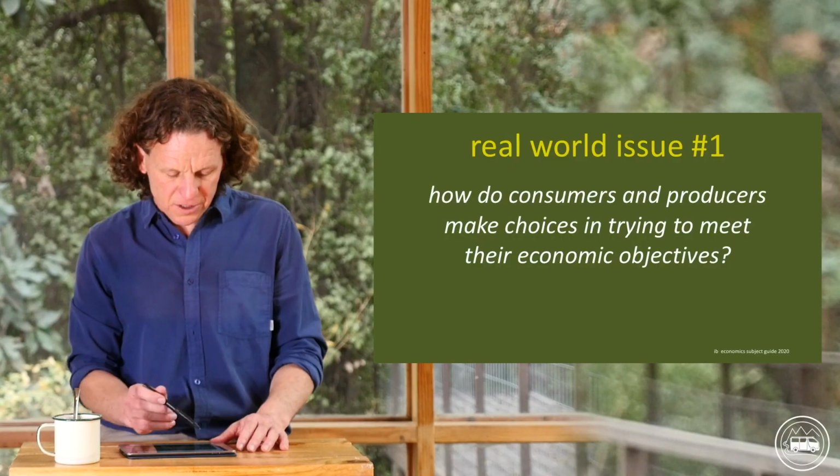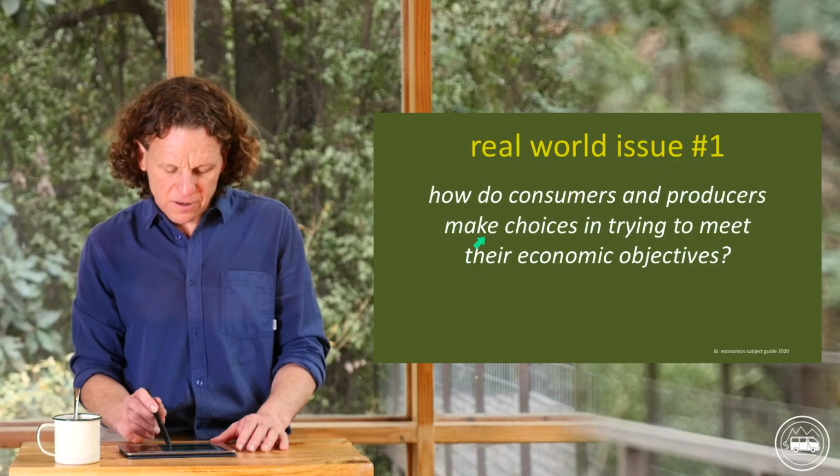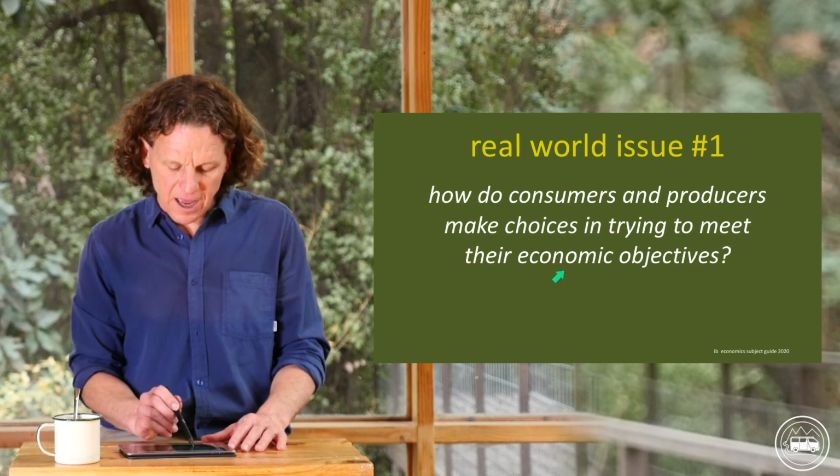All right, as we roll into our studies of microeconomics, we've got to go back to one of the 6 real-life issues that the IB asks us to apply to our studies, okay? So we're going to take a look at that first question. You might remember way back when I first presented all of the 6 real-life issues through which we are going to look at IB Economics. This is the first one, okay? So what is the question? The question is, how do consumers and producers make choices in trying to meet their economic objectives?